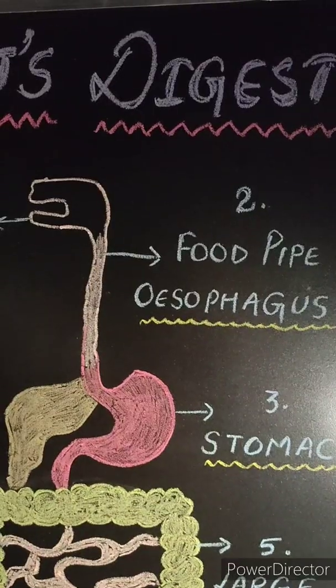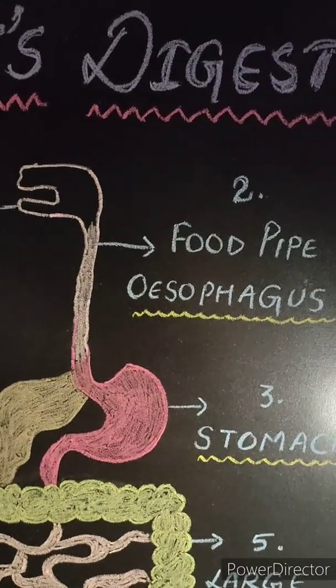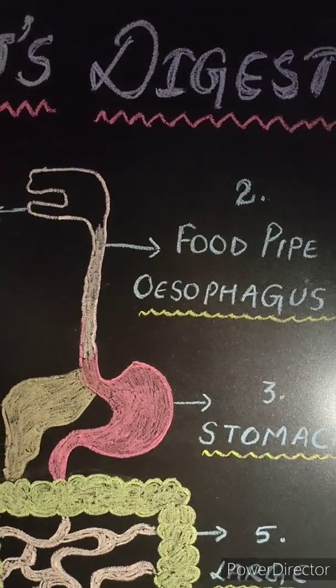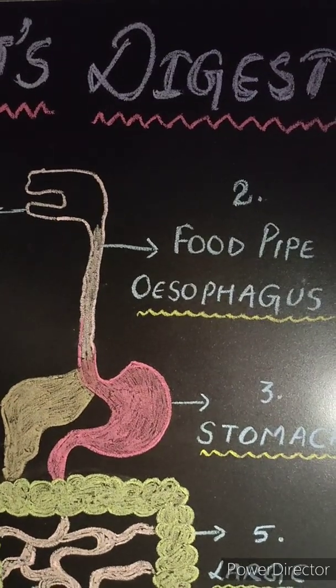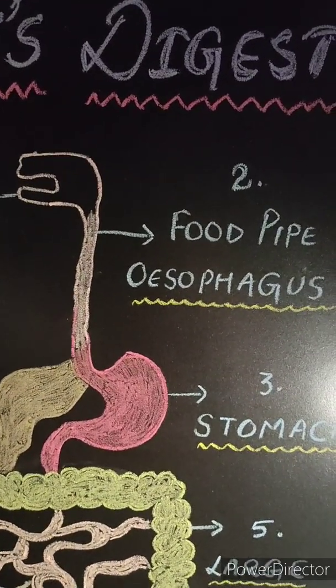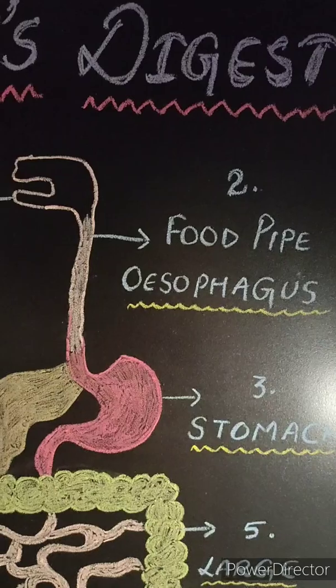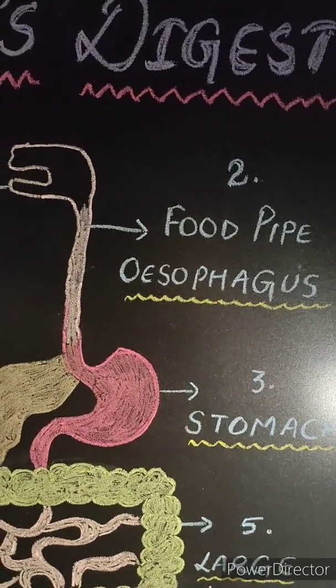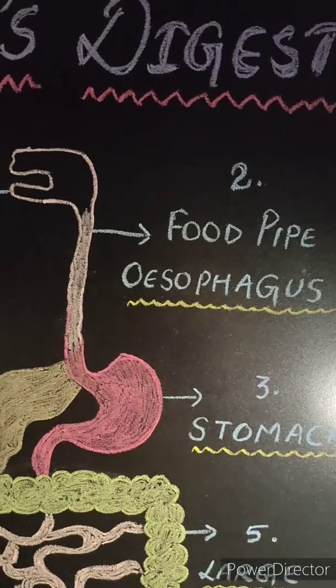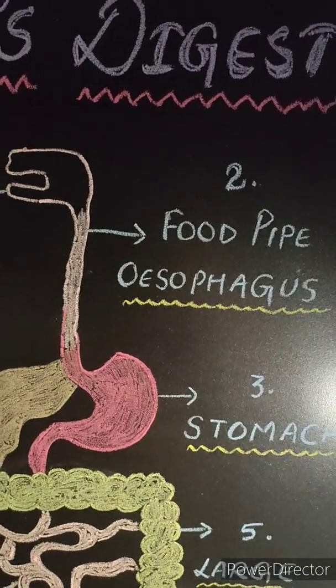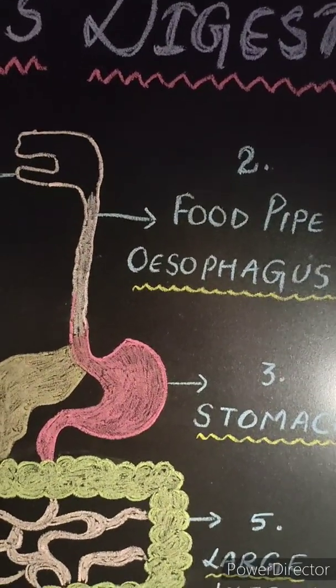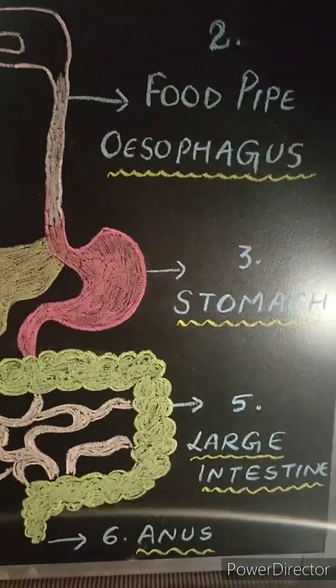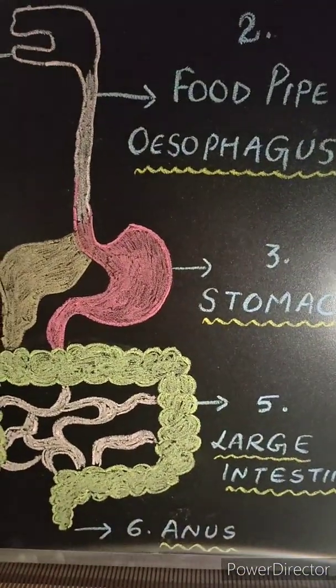Okay. Now, the food must enter into the stomach. The food enters into the stomach by a passage, and that passage is known as the food pipe. It is also known as the esophagus. Okay, so by the food pipe, the food enters into the stomach. So the third organ of digestion is the stomach.